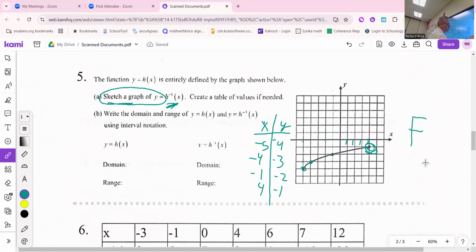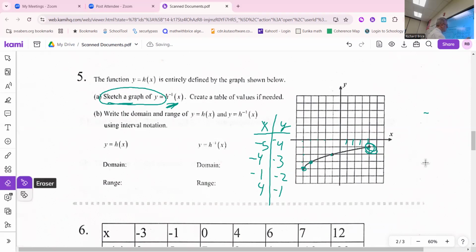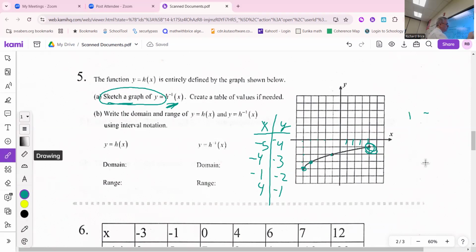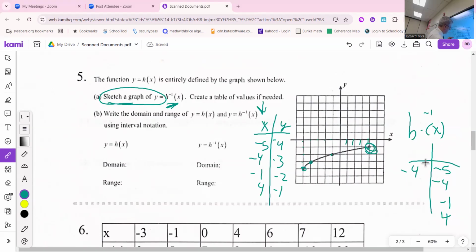Now, it says graph the inverse, and it is h of x. H inverse of x. So we're going to do the table over here. All I do is I take the x's, write them down as y's. Negative 5, negative 4, negative 1, and 4. Then I take these, the y's, as the answer. Negative 4, negative 3, negative 2, negative 1.